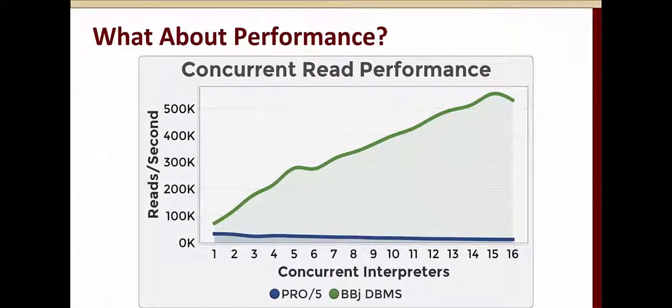What about performance? One of the major benefits of using the BBJ database management system is that concurrent read performance far outstrips Pro5's performance. The green line here represents the scalability of the BBJ database management system, whereas the blue line, as more concurrent users are accessing the same data file, there's actually a slight degradation in performance.